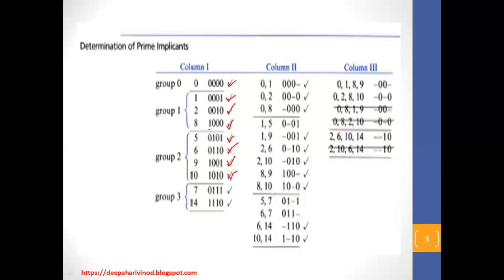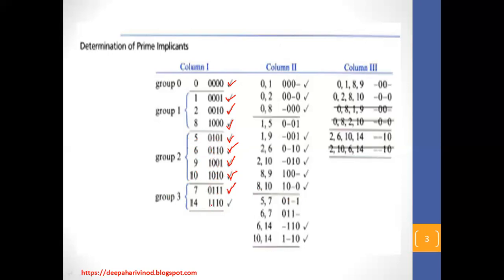Now which groups should be compared next? This one should be compared with this one. Start from 5 and 7. Can it be compared? You have one bit change, so 5 and 7 can be compared. Put a tick mark for 7.